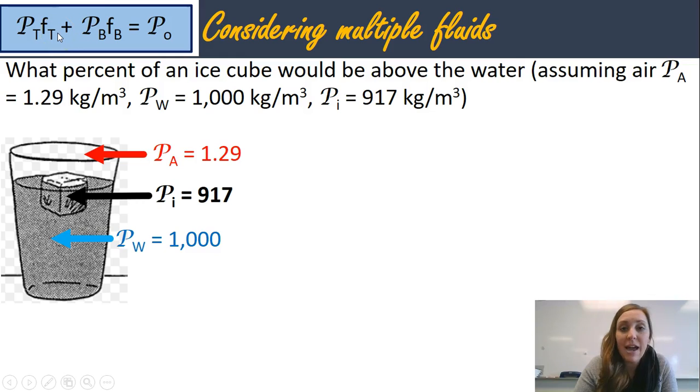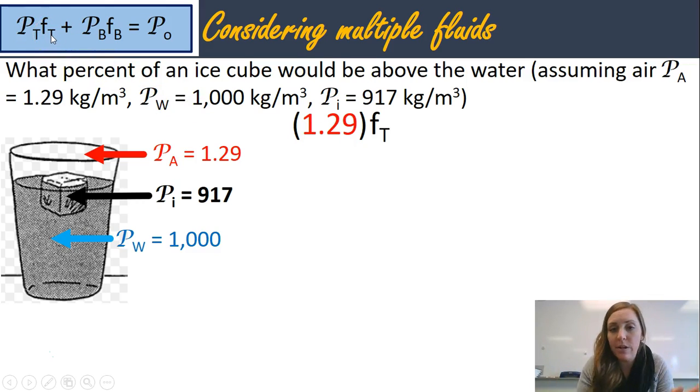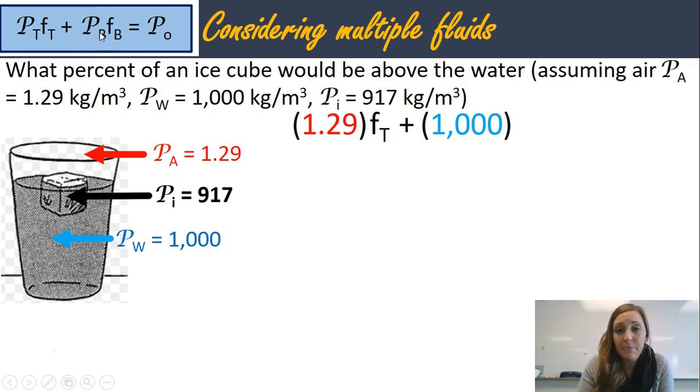What percent of the ice cube would be above water? So I want to know the fraction on the top. So it starts with density of the top fluid, 1.29, times fraction of the top. That's what I want to know. Plus density of the bottom fluid, 1,000, times the fraction of the bottom, equals density of the object. The object we're talking about here is ice, so equals 917.